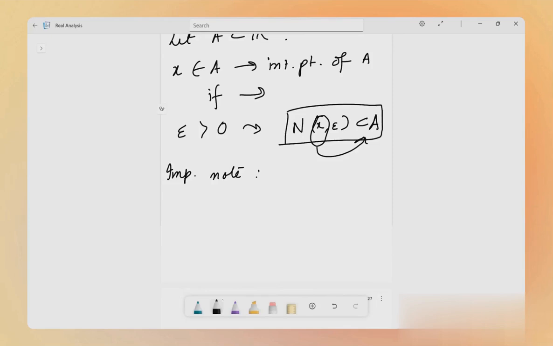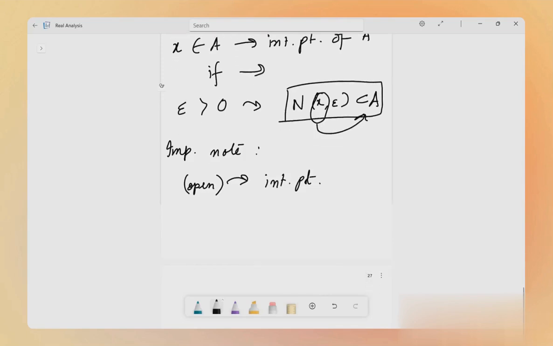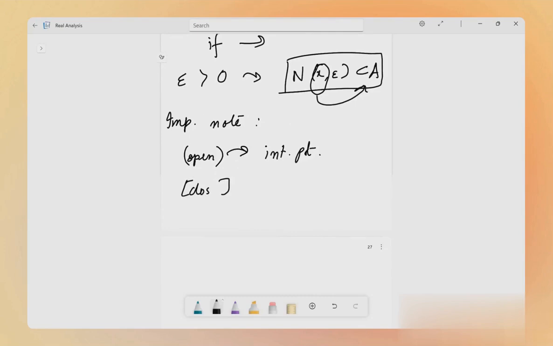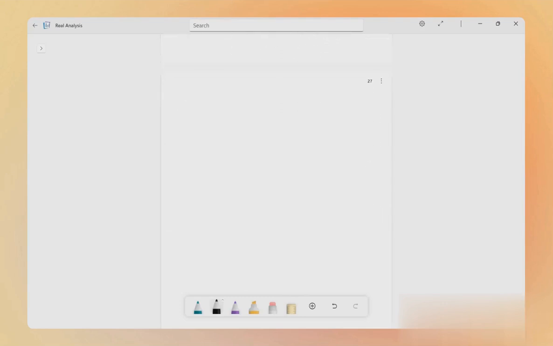Now there is a very important note here to understand. What is the important note? Every point in an open interval is an interior point. So what did I say? Every point in an open interval is an interior point, but points on the edge of a closed interval may not be. Okay. Now let's take an example to understand it better.